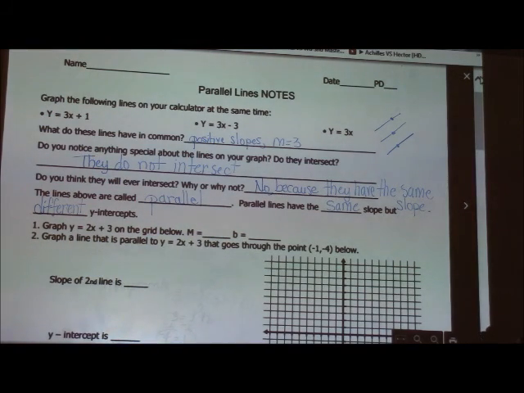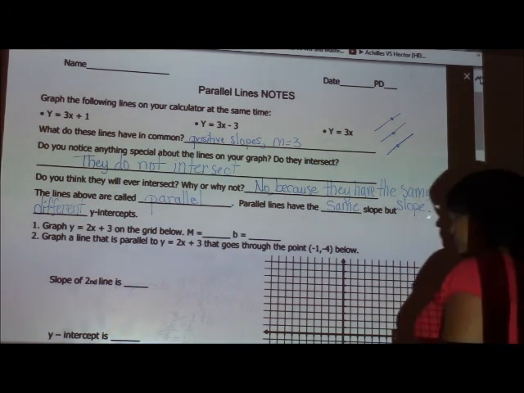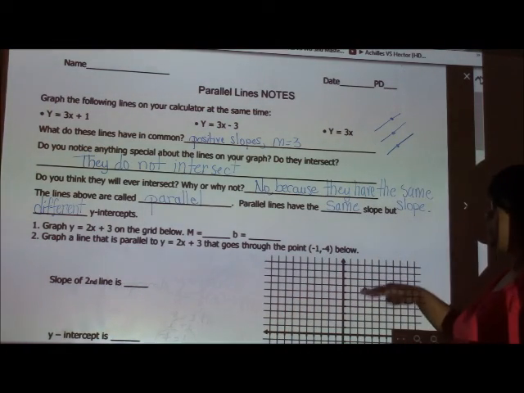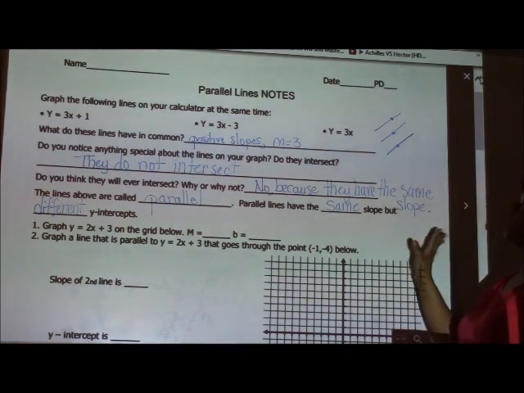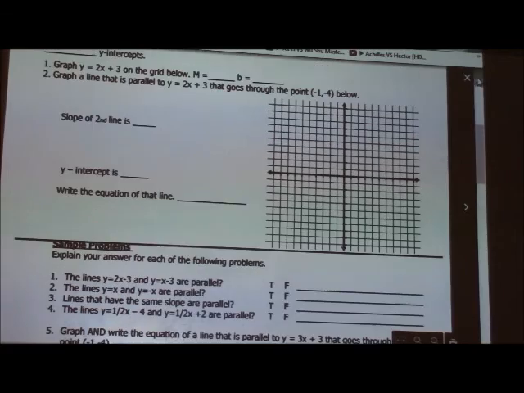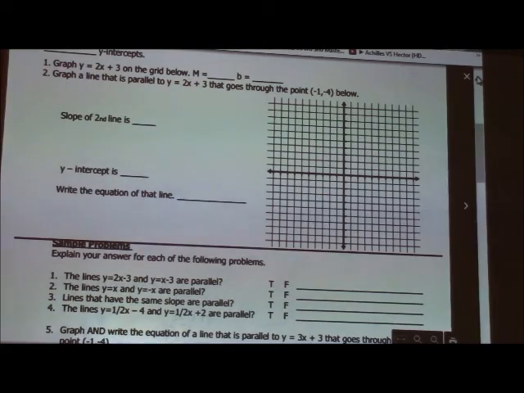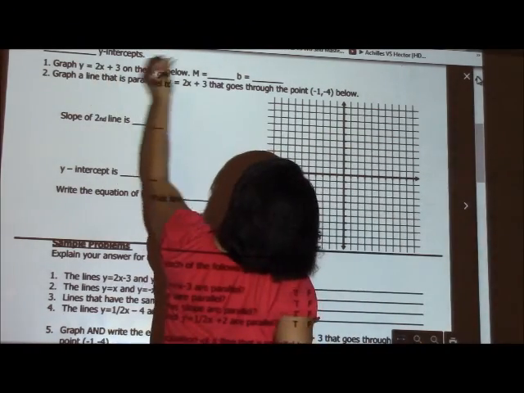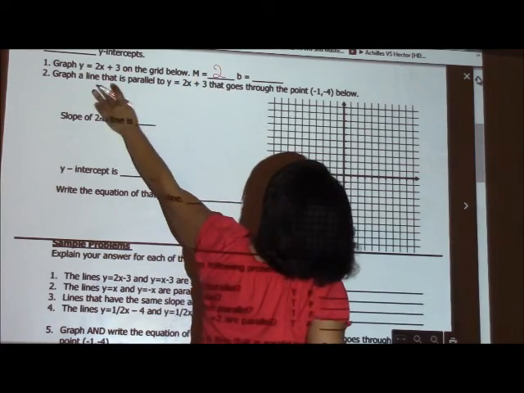Graph y equals 2x plus 3 on the grid below. So we can use this grid to graph that. I'm going to have to move this up a little bit for you, so I'm going to go ahead and erase all of this, and we're going to get to the part where we can look at the grid. Okay, let's look at the grid. What is your slope here? Good, 2. And your y-intercept?